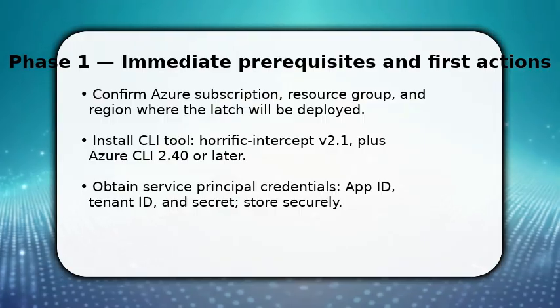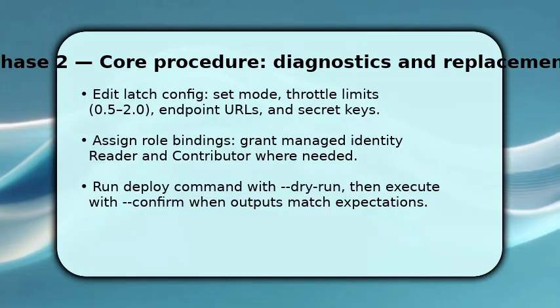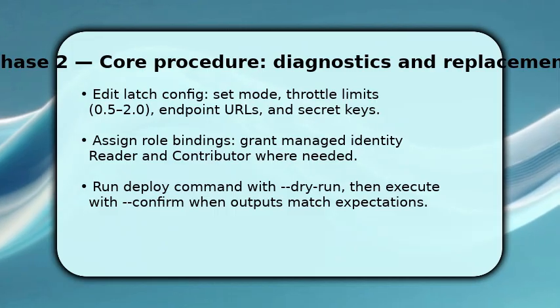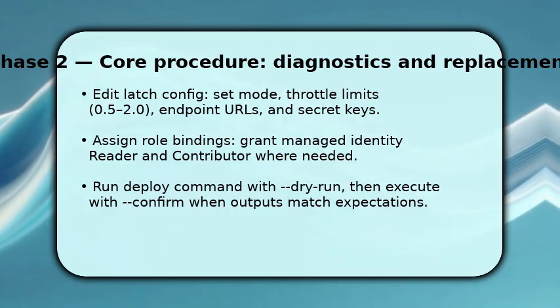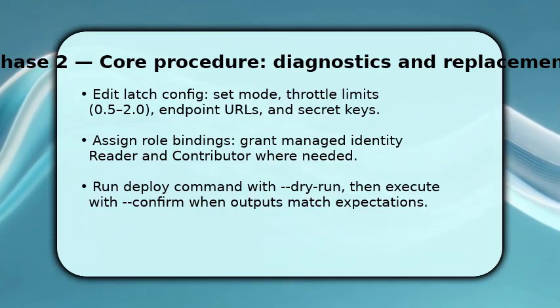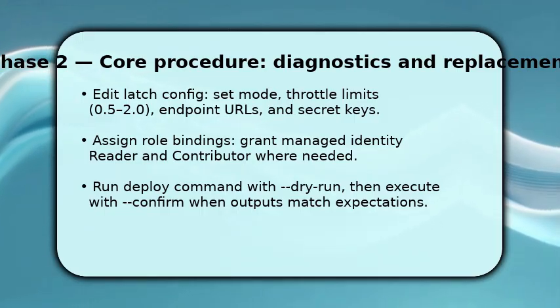You now configure the Latch settings in the provided YAML. Set the operational mode, throttle range like 0.5 to 2.0, and endpoint URLs, then inject secrets securely. Once configured, assign role bindings to the Latch managed identity: reader for telemetry and contributor for target resources.